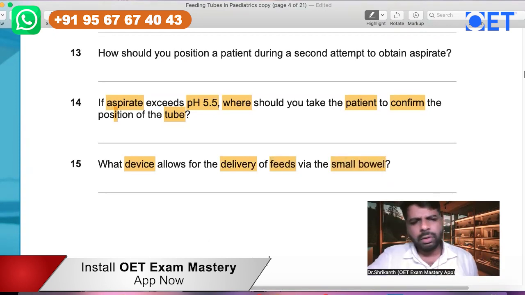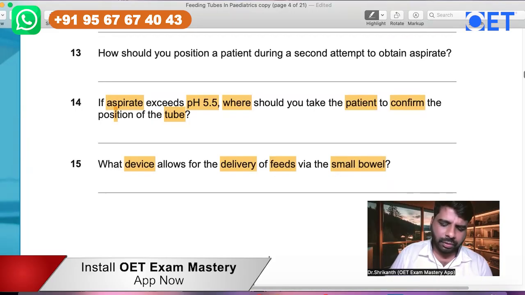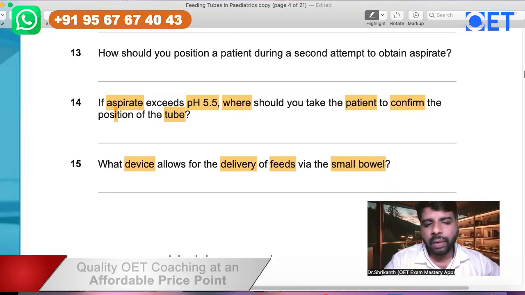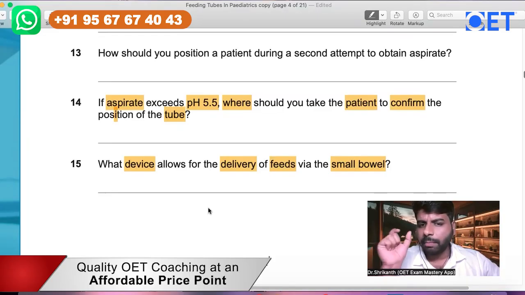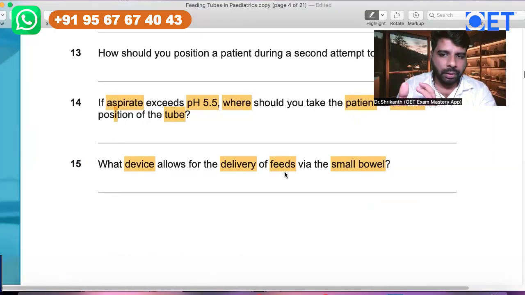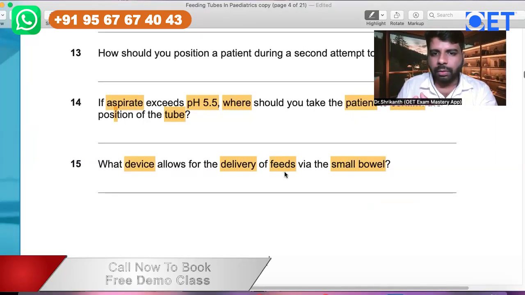Okay. So what was the 15th question that we read? The 15th question was a feeding pump. Okay. So here also they're asking what device. So here they're asking about one medical equipment, right? What medical equipment allows for the delivery of feeds via the small bowel? So we have the small bowel of the patient, and which device allows delivery of feeds?